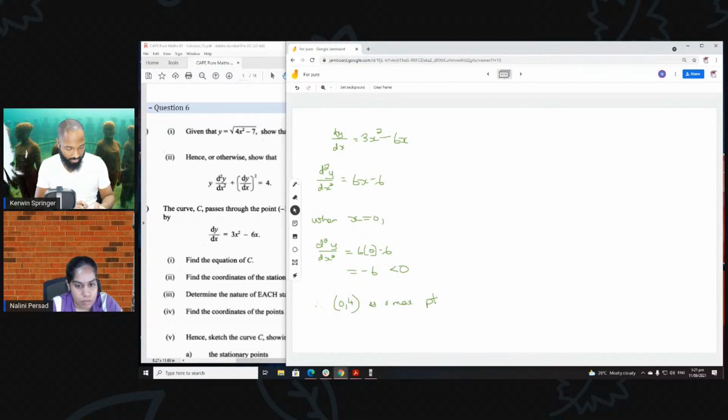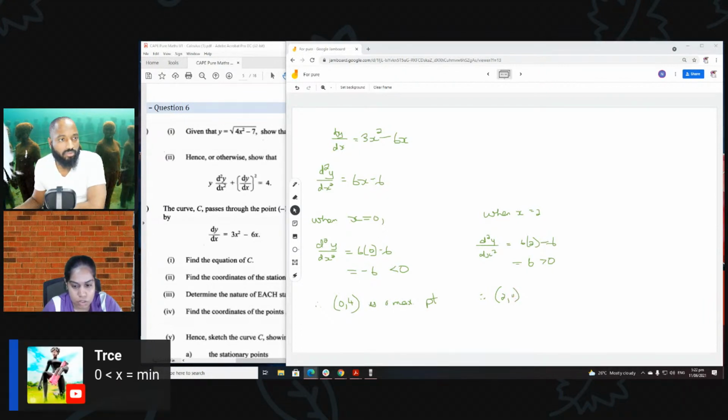Lovely. And we do the same thing for when x is equal to 2. We substitute 2 into the equation we found for d2y/dx squared. We get 6 by 2 minus 6, which is 12 minus 6, giving us 6, which is greater than 0, so it's a positive value. And when it's positive, we say that the point is a minimum point. So when x was 2, y was 0, so the point 2, 0 is a minimum point.